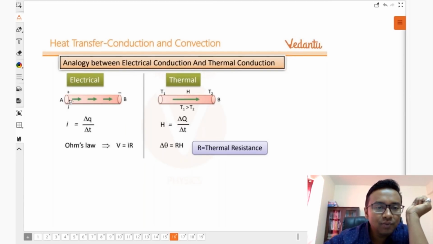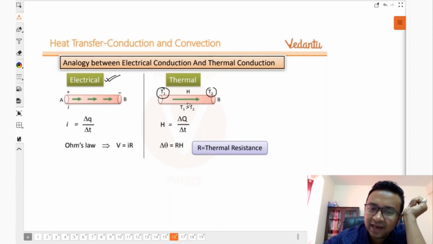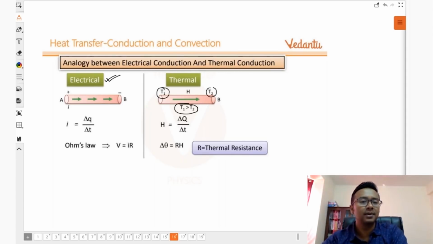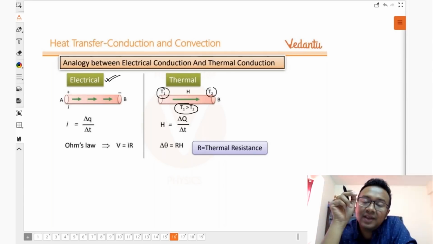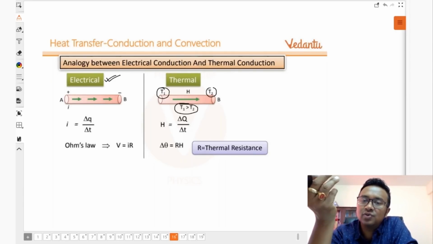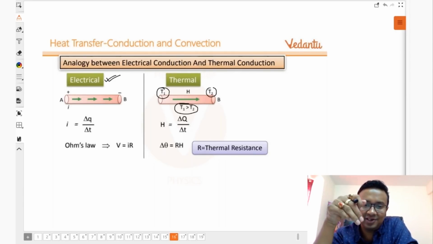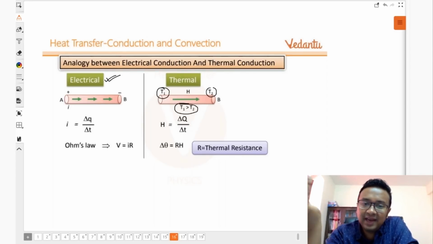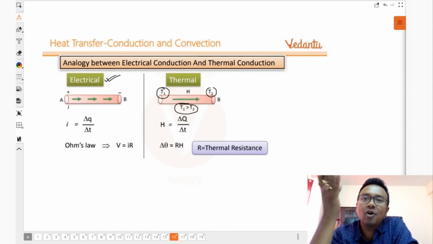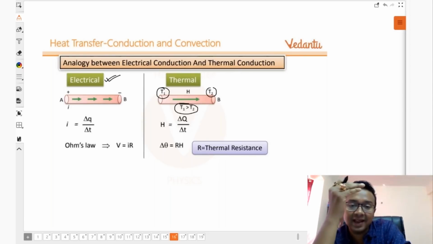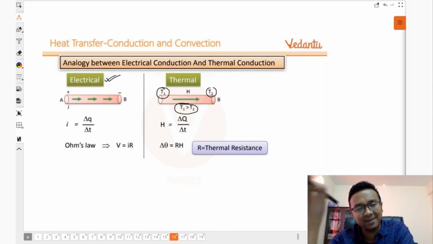So we have heat being generated. The current is flowing from A to B, from the positive to the negative for electrical. Here it is T1 to T2, and definitely T1 is greater than T2. In electricity, electric current flows from higher potential to lower potential. Here, in case of heat, we have heat current flowing from a region of higher temperature to a region of lower temperature.